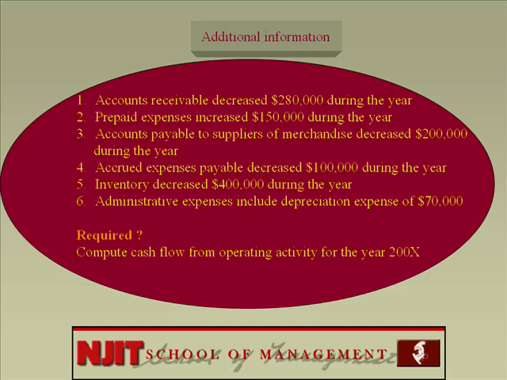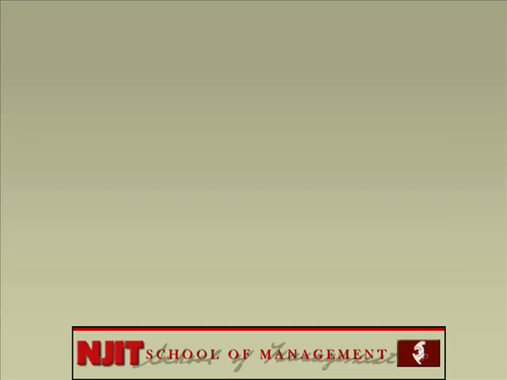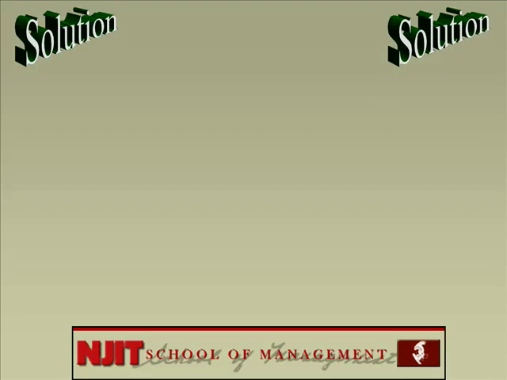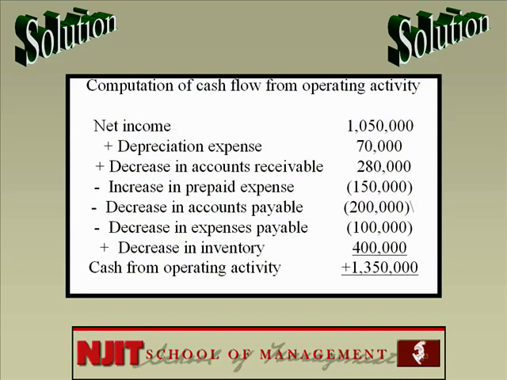Here it comes. The solution. If you got it right, then you're set. Net income is 1,050,000. The depreciation expense is always added because it's not a cash payment. Depreciation reduces your profit, but it's not a cash payment. So to figure out the cash, you have to add it back. So plus depreciation expense.